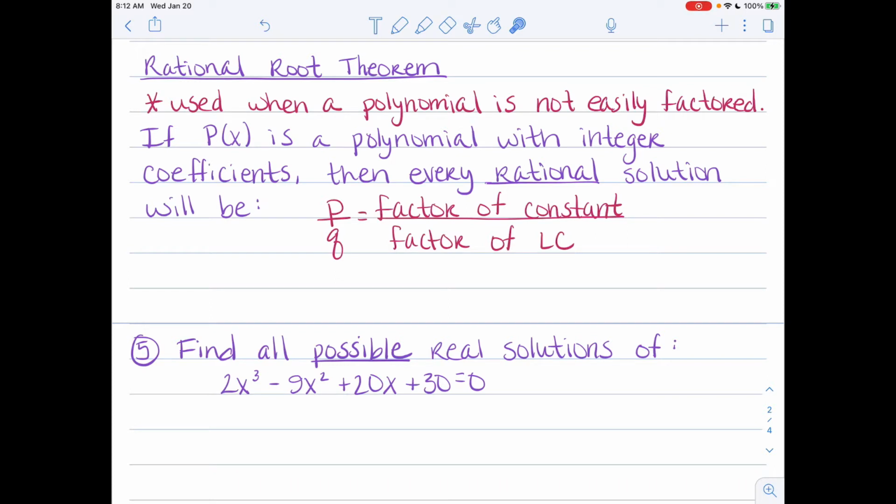It says if p of x, so this is our polynomial in terms of x, is a polynomial with integer coefficients, then every rational solution will be in the form of p over q, where p is one of the factors of the constant and q is a factor of the lead coefficient. Let's go ahead and use that, and I will show you now how to find possible solutions whenever we aren't able to factor in a different way.